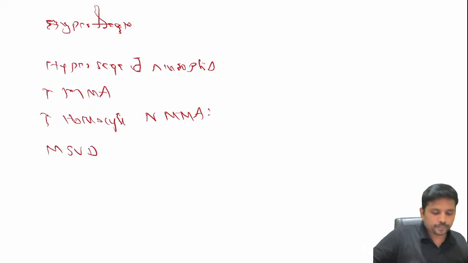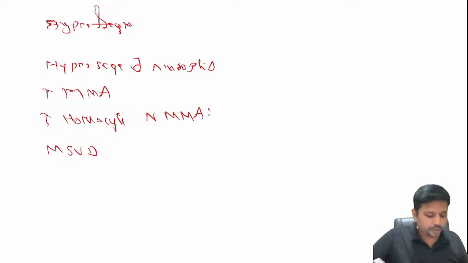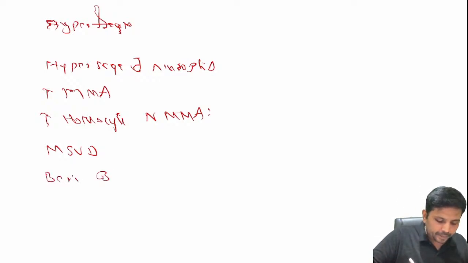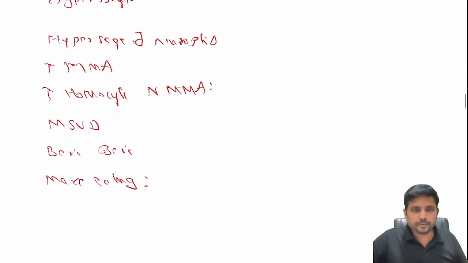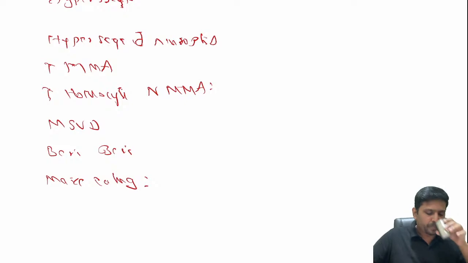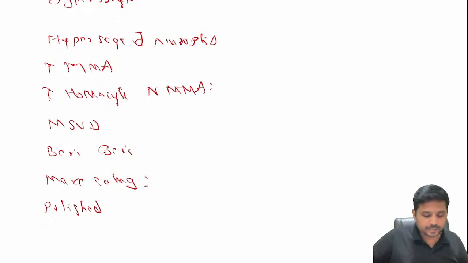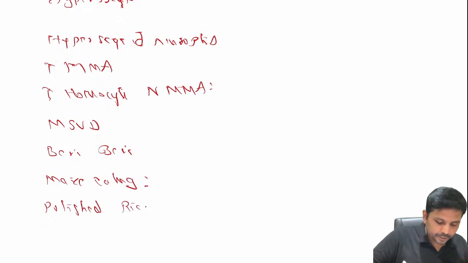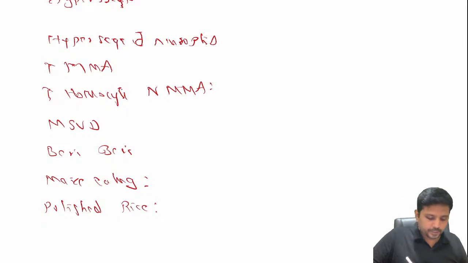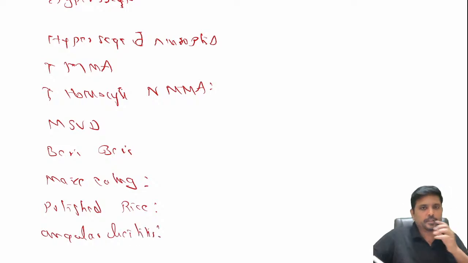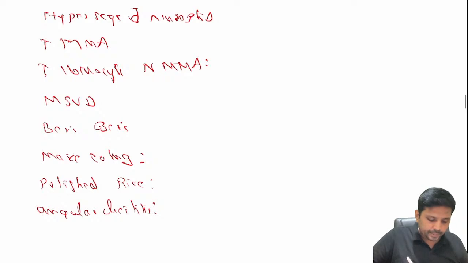Where will you use which vitamin? Maple syrup urine disease. Beriberi is caused by the maize eating population. Which vitamin deficiency? Which vitamin deficiency occurs as a result of giving polished rice? Angular cheilitis is caused by which vitamin? And then the triad of what?